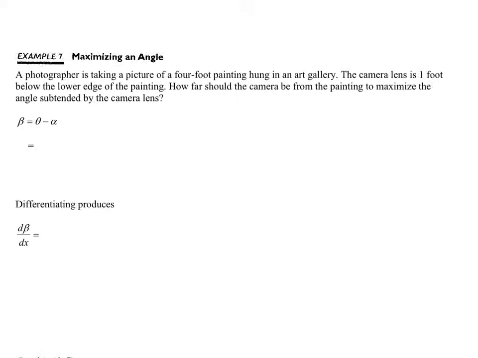It says a photographer is taking a picture of a 4-foot painting hung in an art gallery. The camera lens is 1 foot below the lower edge of the painting. That's what we just saw. How far should the camera be from the painting to maximize the angle subtended by the camera lens? Well, that's subtended. What are we talking about? That just means the angle that the lens will actually be able to see on the picture.